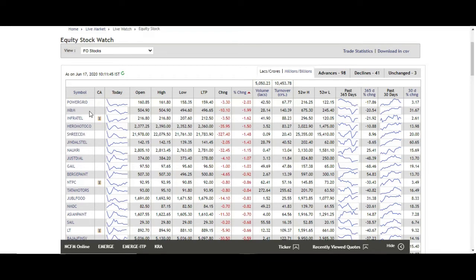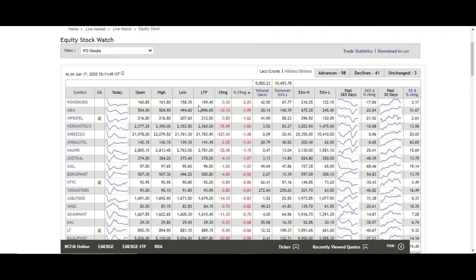You can select the first 3 to 4 stocks and place the sell order below the day's low price. Here Power Grid's low is 158.35 and it's trading at 159.40. You can place the sell order below 158.35, like at 158.20 or 158.25, wait for 0.3 to 0.5 percent profit and exit.